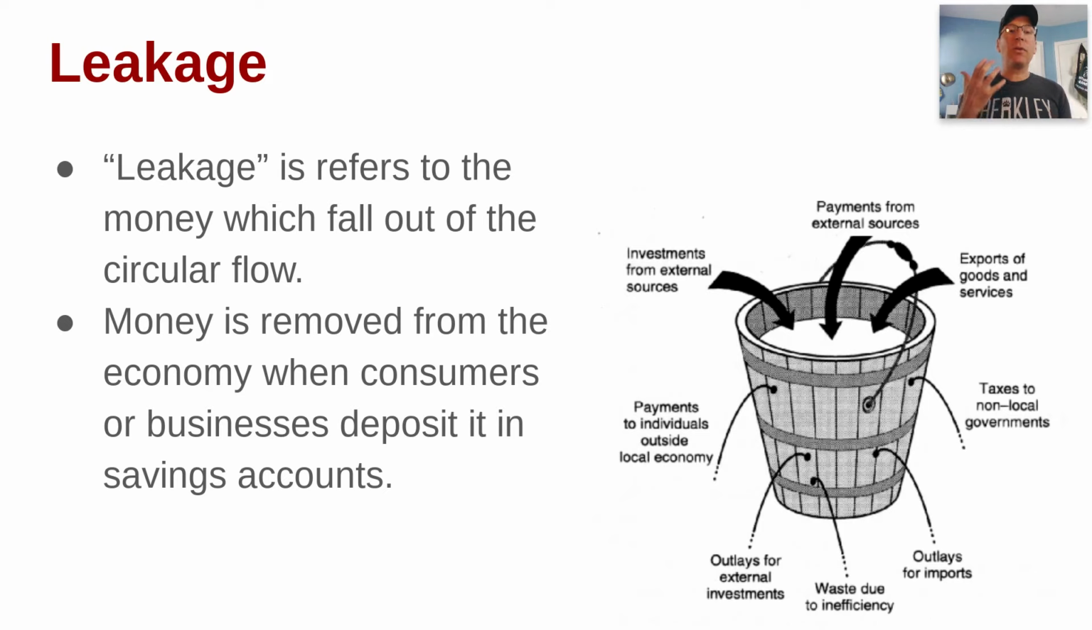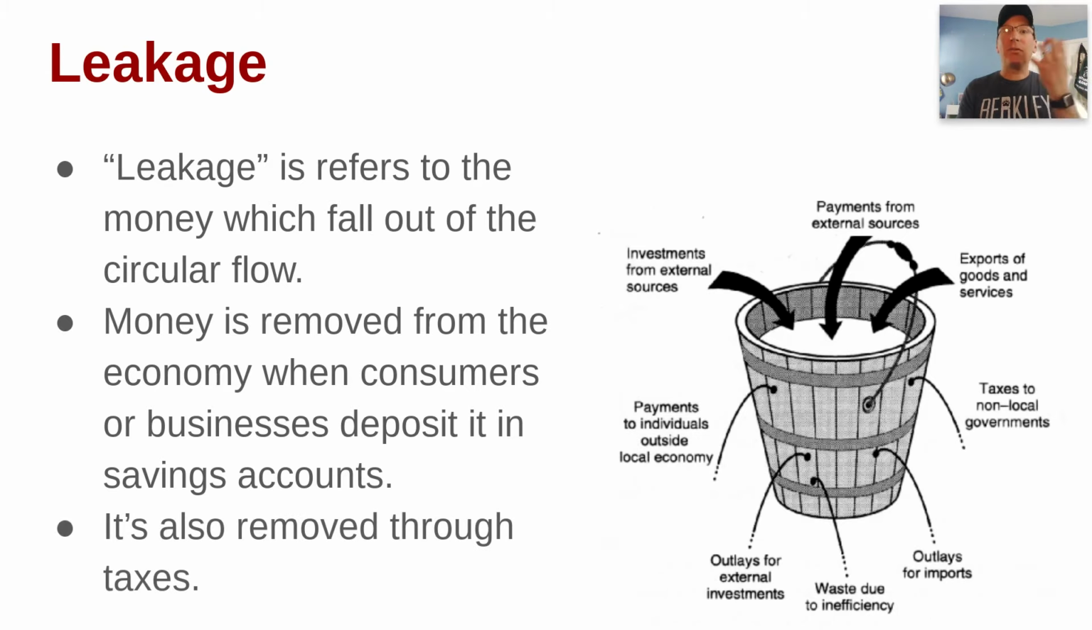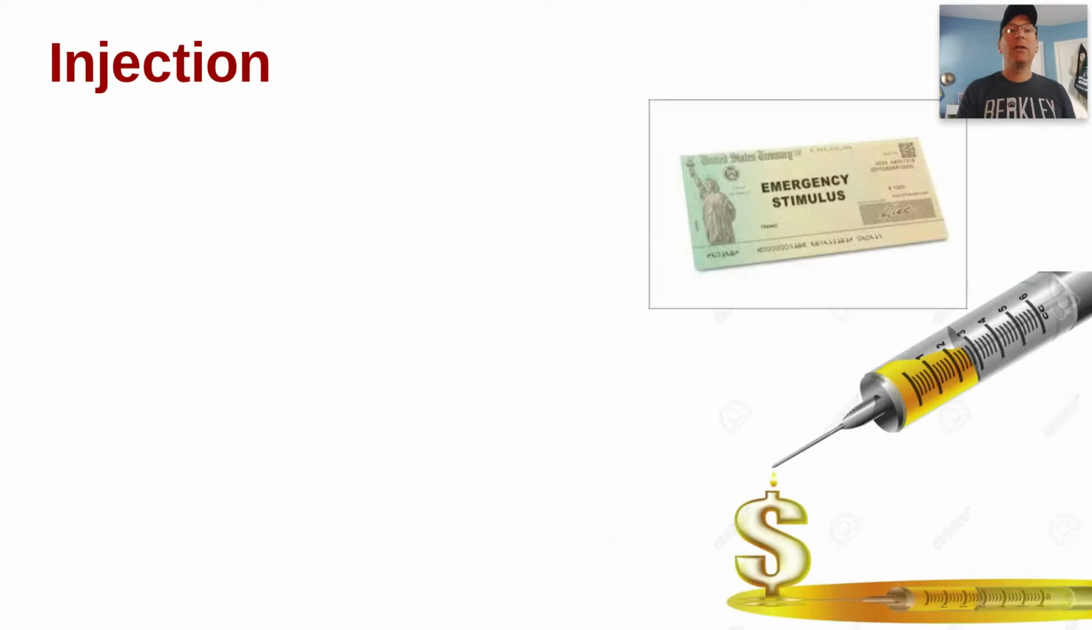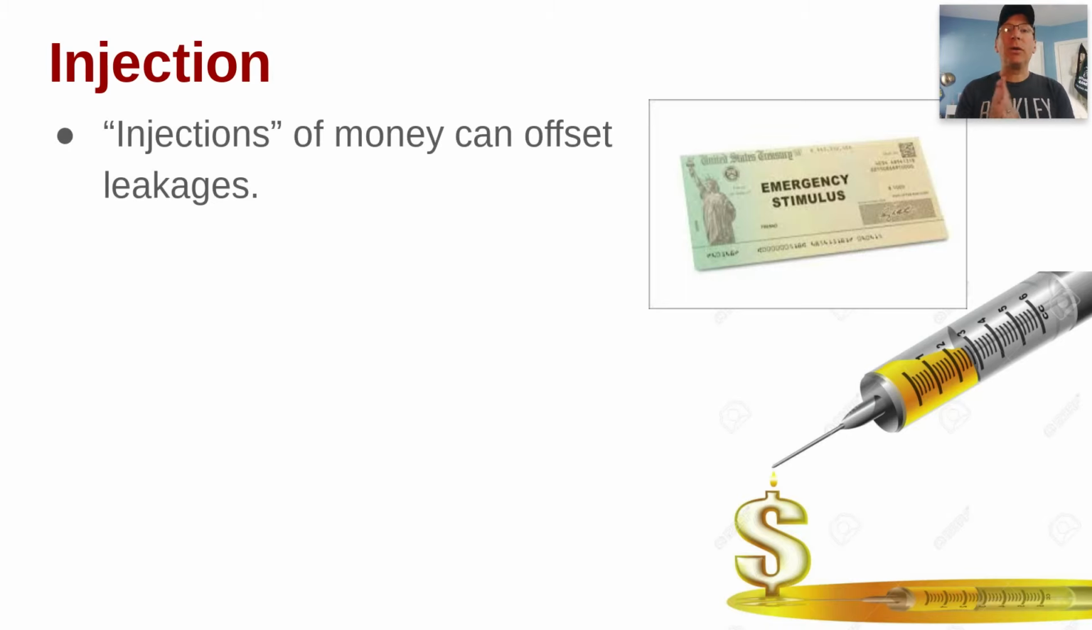When consumers or businesses simply put their money into a savings account and don't touch it or buy government securities, this is just going to take money out of the economy and it's no longer flowing between businesses and consumers. Taxes, of course, also do this as well. Anything that takes money out of the circular flow model is considered a leakage. So, how do we correct for a leakage? We correct for it with an injection. Okay, leakage takes out, injection puts in.